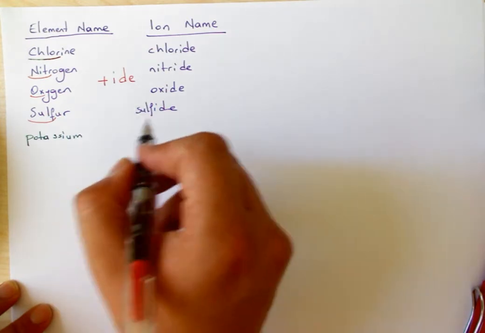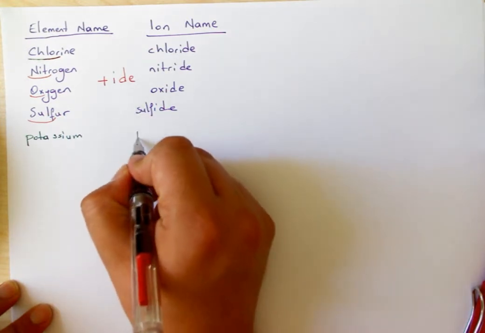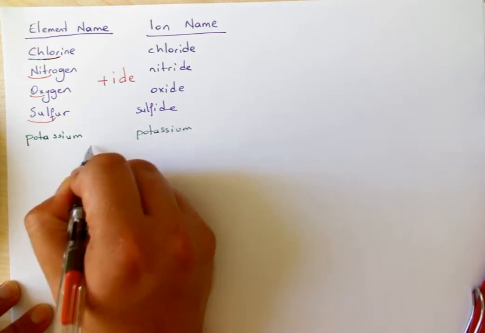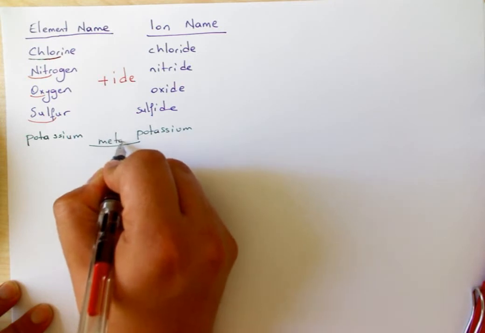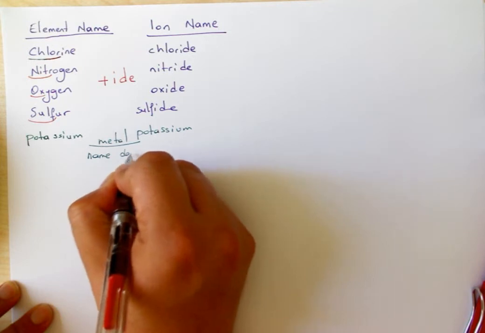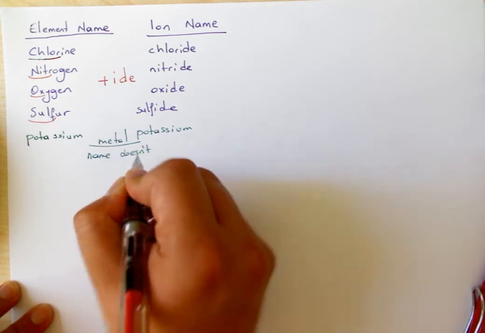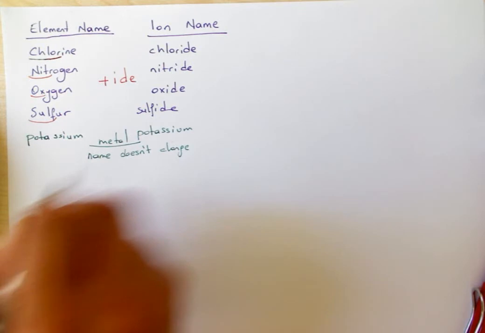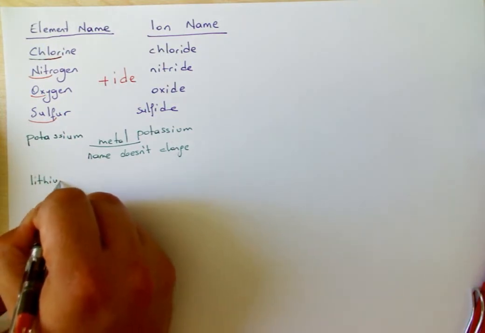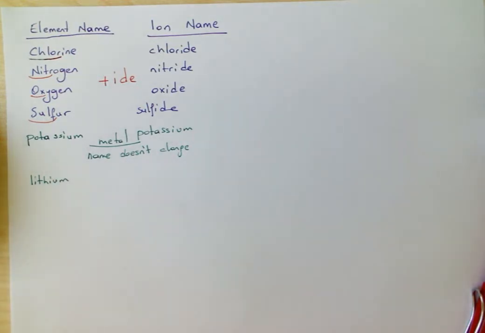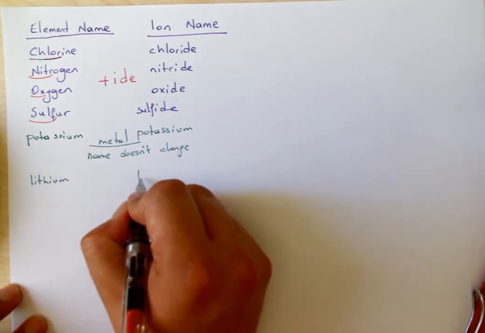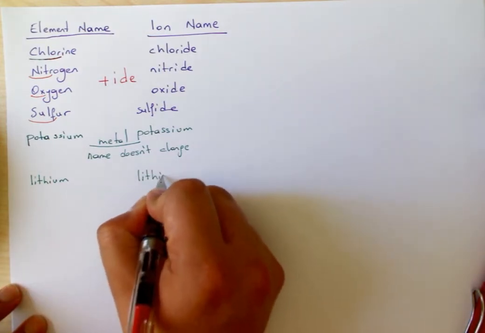And what will be its ion name? It will be again potassium. Why? Because it's a metal and the name doesn't change. What about lithium? Testing if it is a metal or non-metal. Lithium is metal, so its name will not change. It will be again lithium.